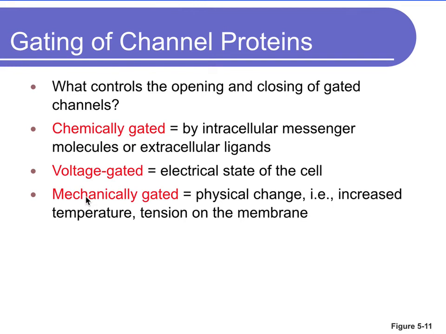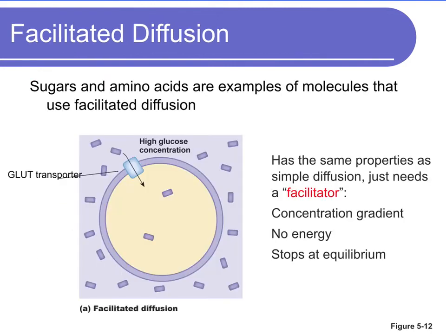And then some channels, we need something mechanical to get it to open, so something physical. So we call those mechanically gated channels. Changes in temperature or changes in the tension on the membrane will open these. Or actually, we'll have an example later on where another receptor physically pulls the channel open.